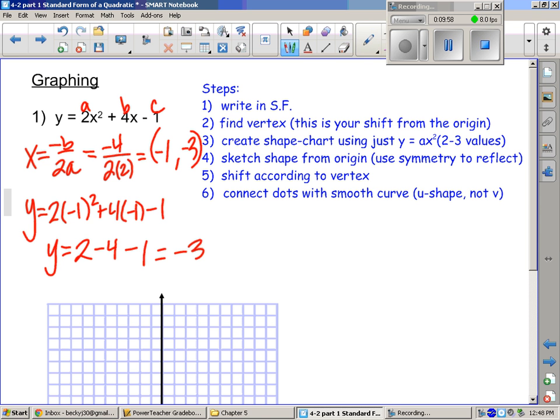So my vertex is negative 1, negative 3. That's going to be my shift. That means that from the origin it moves left 1 and down 3. Okay, that's our dot, but we need the U shape. So we've done this and this. Now we're down to creating the shape chart.